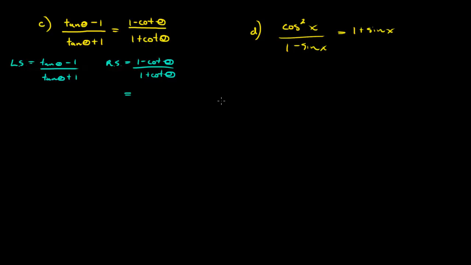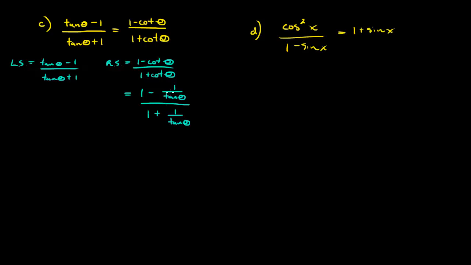So sometimes identities are kind of like working through puzzles. You have to try them a couple times before you are able to figure them out. So let's rewrite the right side. And the right side I can rewrite as 1 minus 1 over tan theta. And I can rewrite 1 plus cotan theta in the denominator as 1 plus 1 over tan theta.